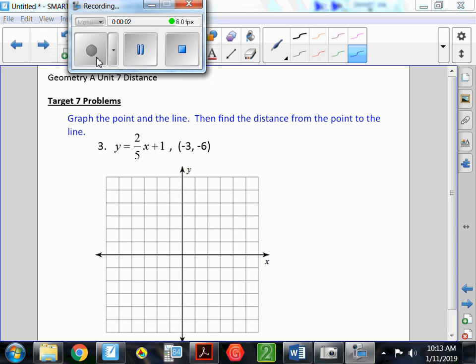Unit 7, Target 7 homework worksheet, number 3. Graph the point and the line. You need to graph y equals 2/5 x plus 1. So I'm going to start by graphing the y-intercept at 1, and then using a slope of 2/5. So up 2 and 5 to the right. I can also go down 2 and 5 to the left, and then draw that line.